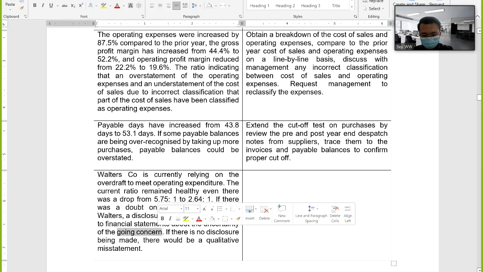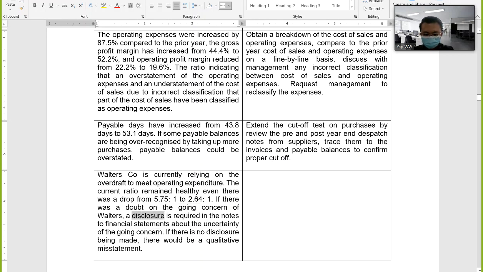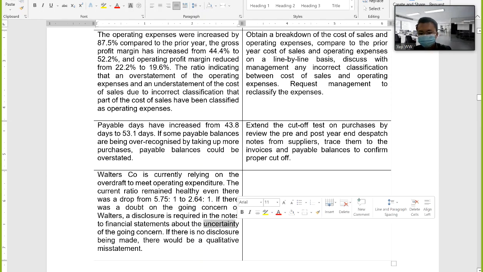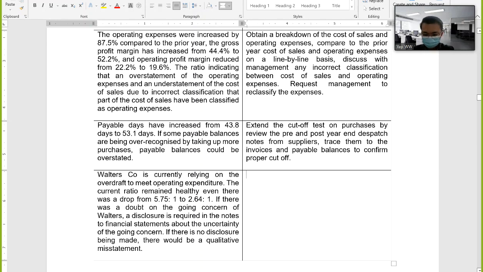In the accounting standards, we need to make a disclosure about the uncertainty over going concern. Now the risk is they didn't make a disclosure following IAS 1. So your response is, the key thing is about whether the overdraft facility is still there or not. This is the key thing. If the overdraft is still there, then definitely they are a going concern.